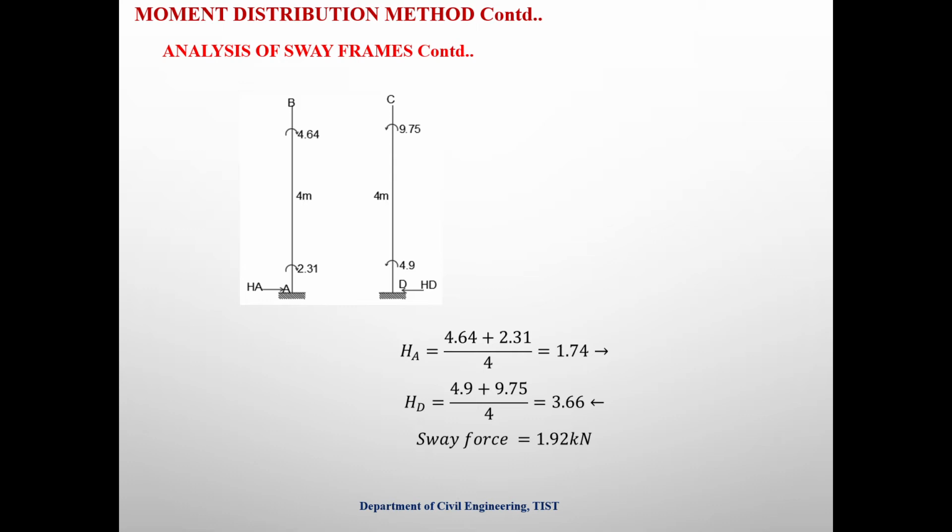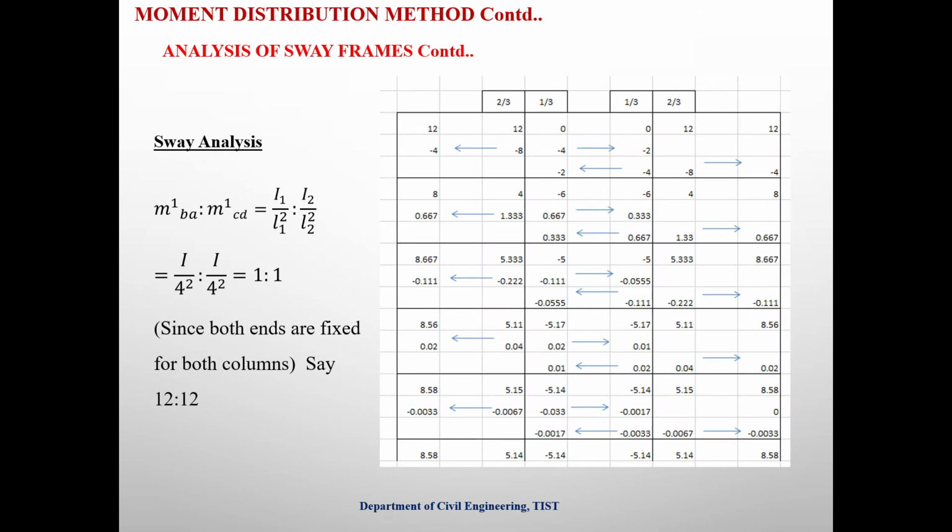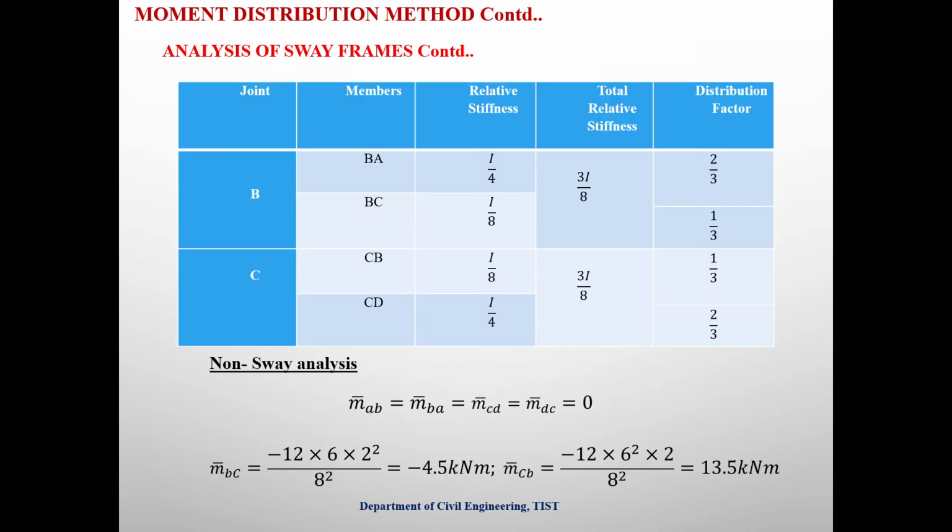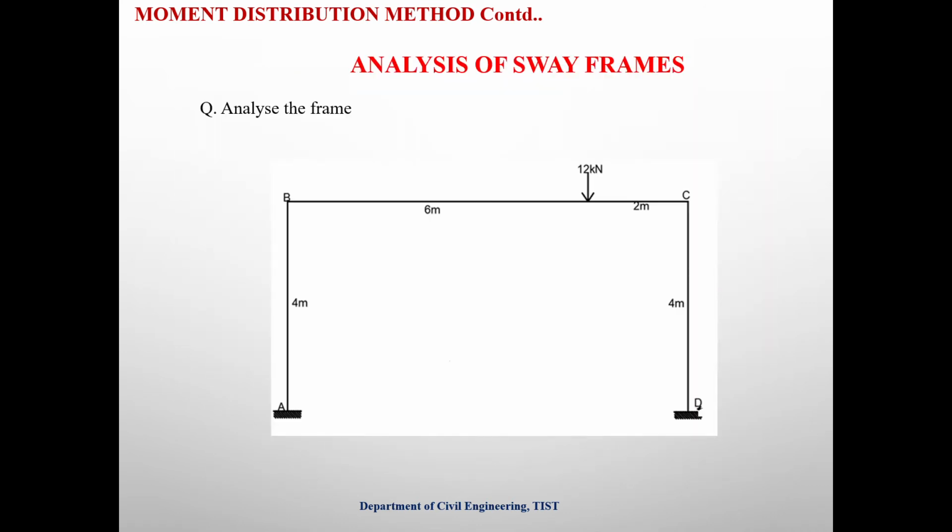Then we have to do the sway analysis for this force 1.92. We don't know how to start the sway analysis. In order to start the sway analysis, we should find out some fixed end moments for the columns AB as well as CD. So how will you fix the fixed end moments? In this case, both the columns AB and CD have the same length as well as the same support condition, the far end is fixed.